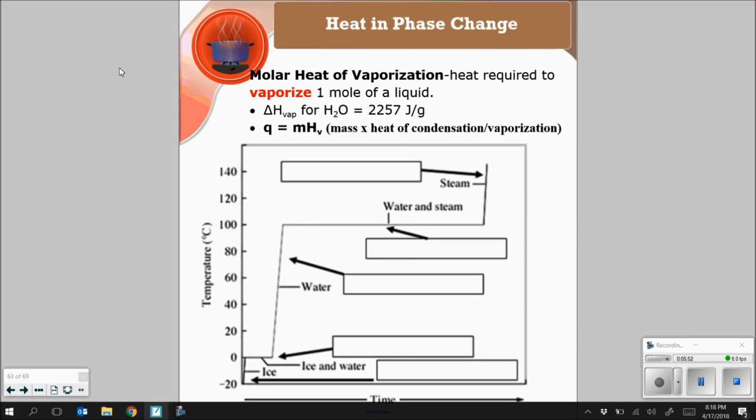So the next phase change that we're going to talk about is going to be the molar heat of vaporization. It's going to be the heat required to vaporize 1 mole of a liquid. And the value that we're going to use for the heat of vaporization for water is going to be 2,257 joules over grams. So in this case, our equation is going to be Q equals the mass times the heat of vaporization. This is going to be occurring, for example, at water, right here at 100 degrees. So we're going from liquid water to steam as it vaporizes, and note again that the temperature does not change. It stays constant at 100 degrees while that phase change is taking place.